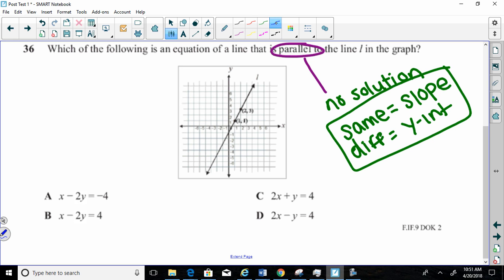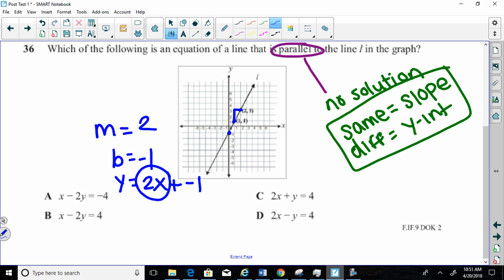What's our y-intercept here? Yep, so our b is -1. And then your slope, if I'm using these 2 points, is up 2 over 1. So what is your slope? 2, or 2 over 1. So here's my equation of this right here, y = 2x - 1. So they're looking for one that has a slope of 2, but a different y-intercept.